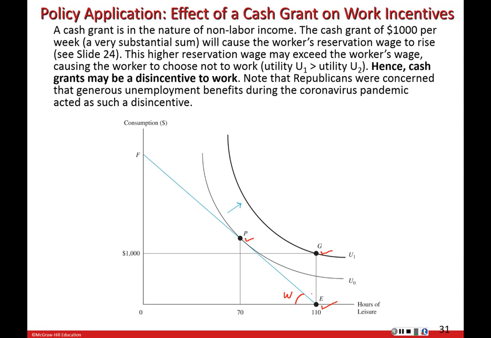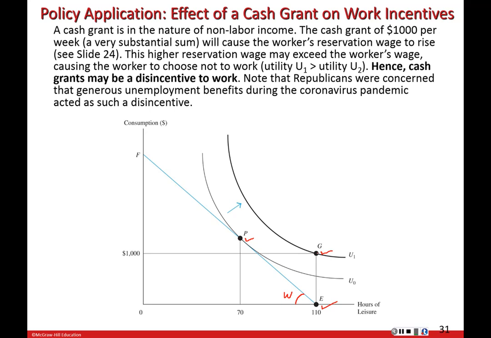So what may happen now is that the worker may, as you can see in this diagram, simply choose point G itself. You see this indifference curve here labeled U1? That seems to be the highest level of utility that this person can get now with the cash grant. And so the worker may choose not to work.